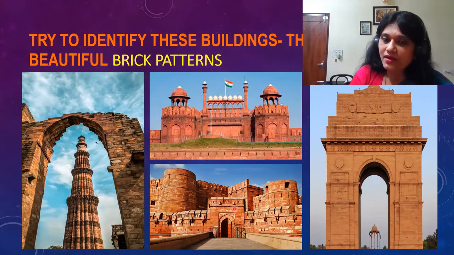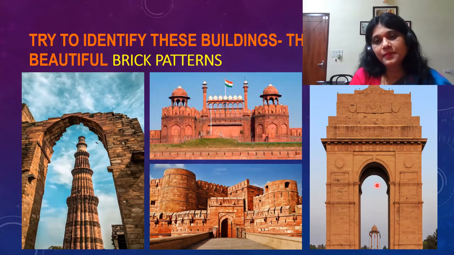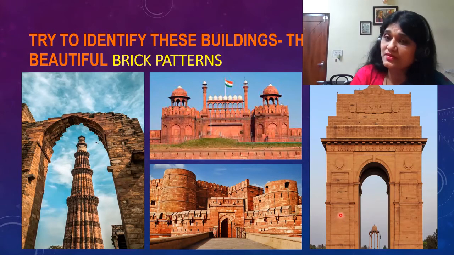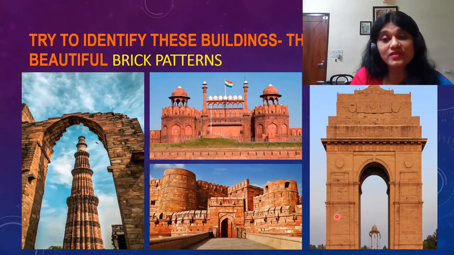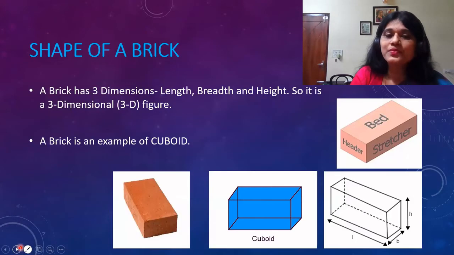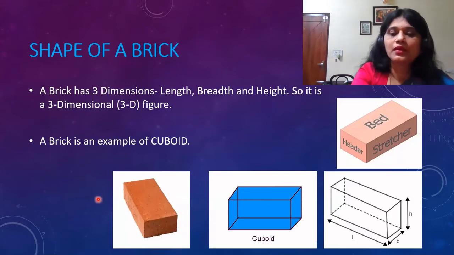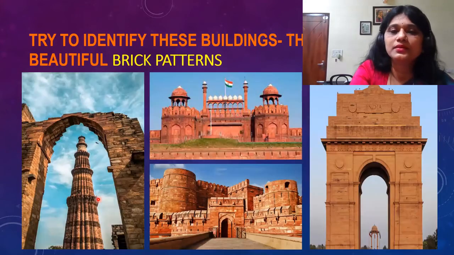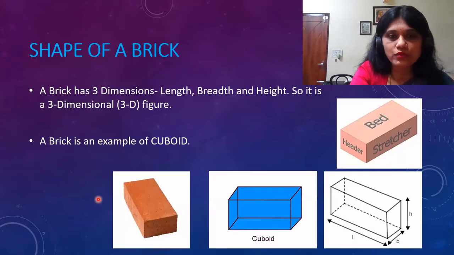This one is Agra Fort. And this is India Gate. So you can see in all the pictures, why I have chosen these pictures. Actually, in all these pictures, there are brick patterns. There are brick patterns in the pictures that we can see. Next slide we are going to move.